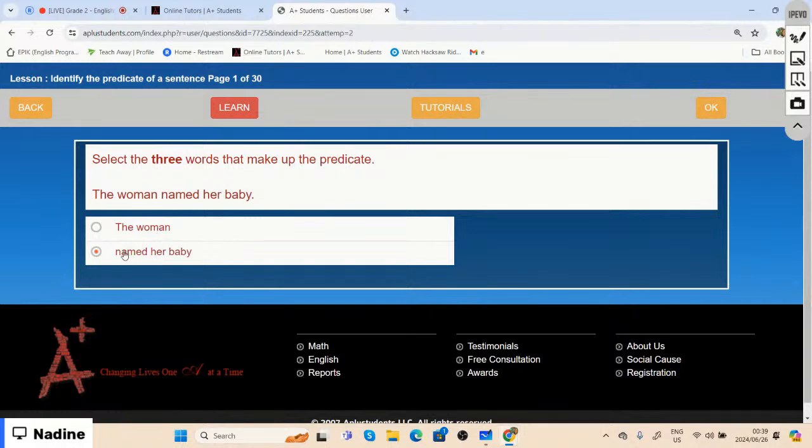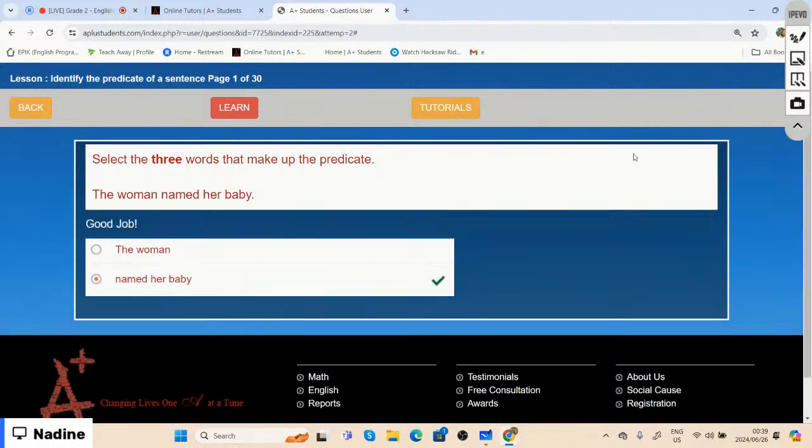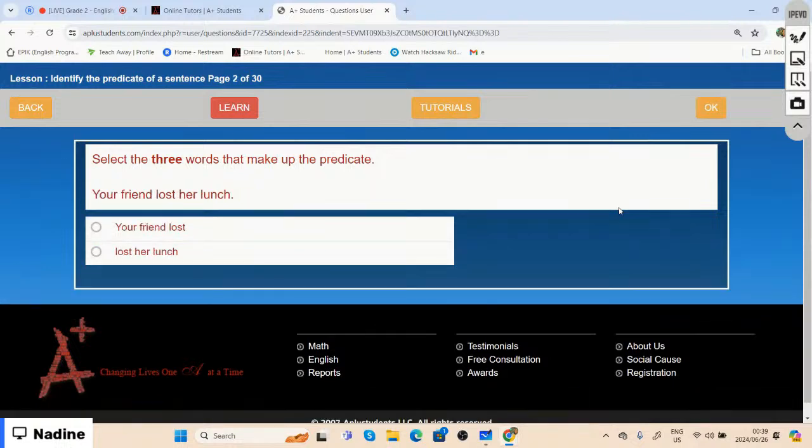Because named is our verb plus any other words afterwards that tells us about the woman, right? So named her baby is the predicate. So well done. Option two is correct.